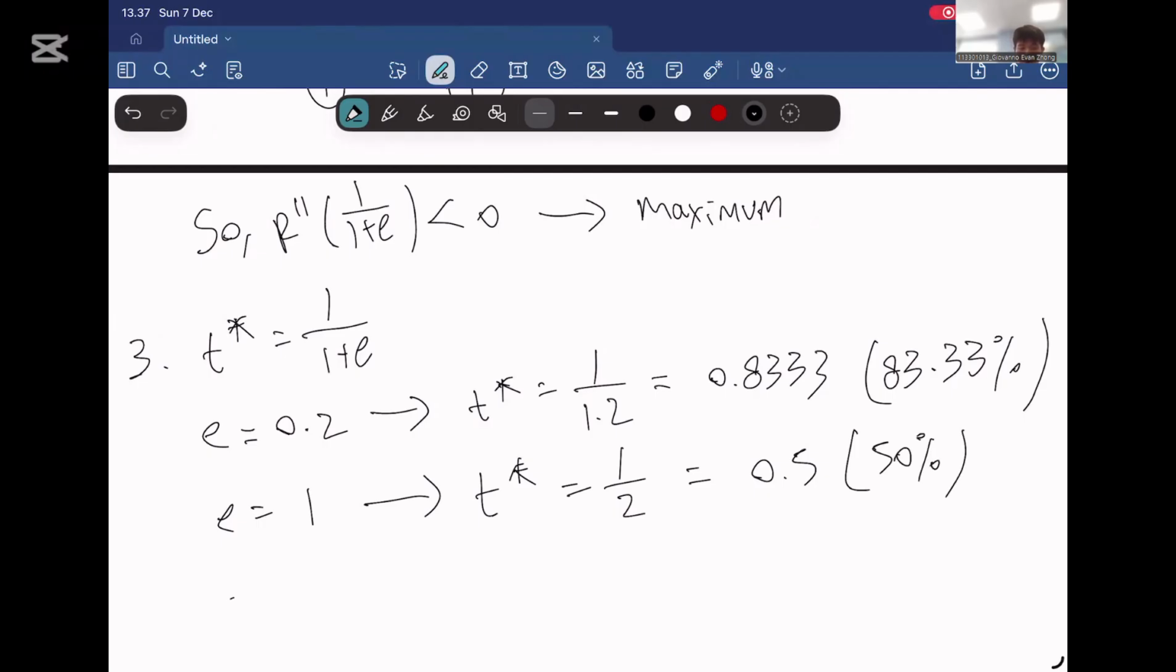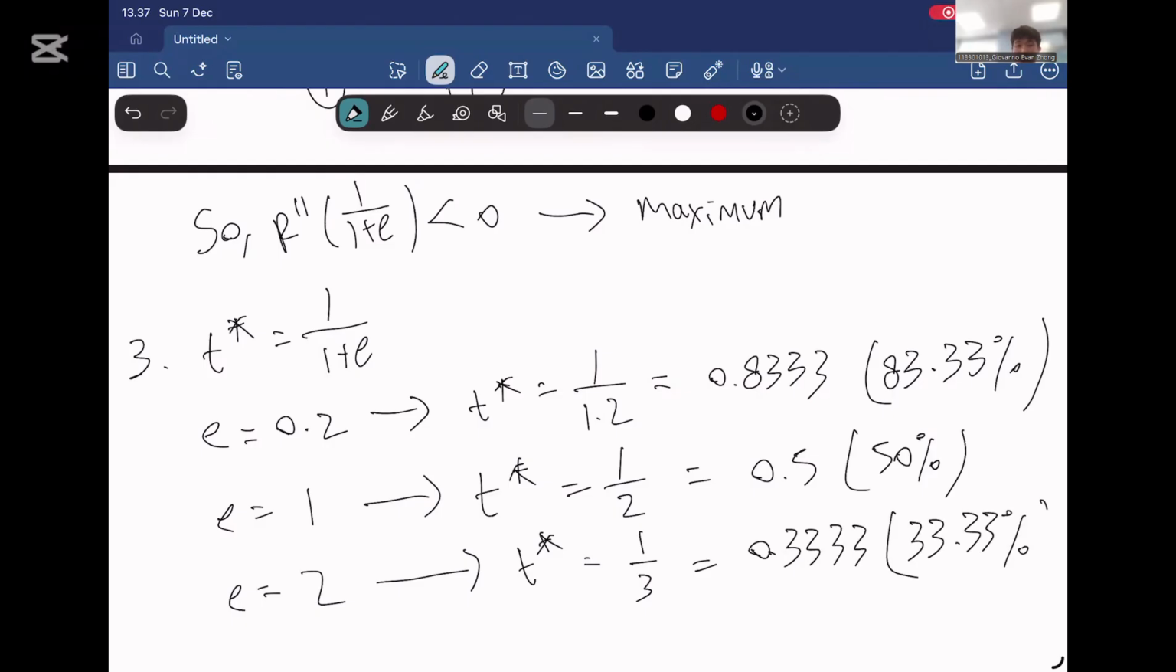While if e is 2, then t star equals 1 over 3, so the answer is 0.3333, or 33.33%.